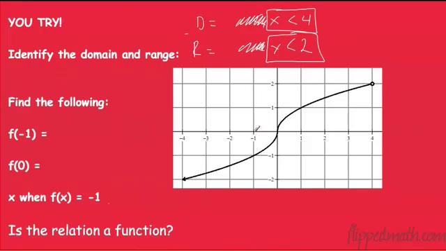Find f of -1. Go, x is -1. Go down, -1. Looks like it's 0. When y is -1, that's right here, -1. So x is -1. And is it a function? Yes, it definitely passes the vertical line test. All right, so hope you got that.